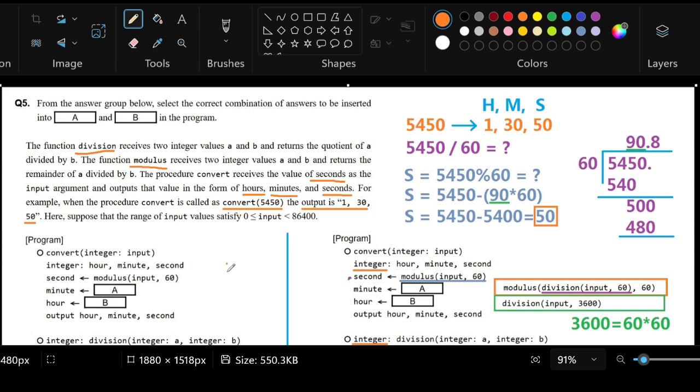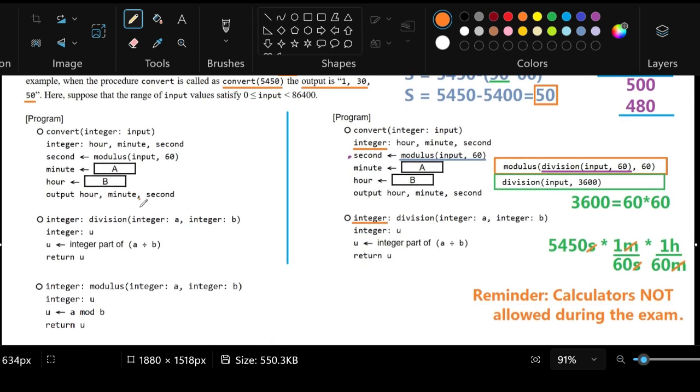If we look at the program, we find here that we got the function convert and minute and hour are blanks. We gotta find the answer for those. We do have the division function, which outputs an integer as the return value. Integers, remember, are whole numbers, no fractions. And then we also have the modulus, which gives us the whole number as the return output.